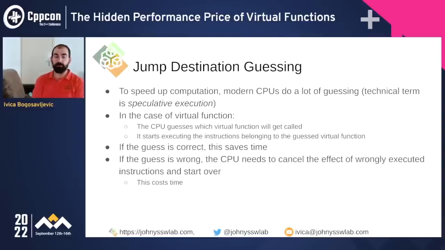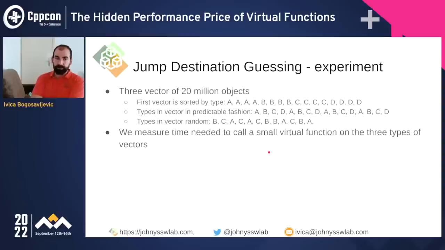So what happens in the case of virtual functions? The CPU guesses which virtual function will get called, and it starts executing the instructions belonging to the guessed virtual function. Now, if the guess is correct, this saves time. But if the guess is wrong, the CPU needs to cancel all the effort it has already done and start over, and this costs time. Now, how efficient the CPU is at guessing depends on a few things. So let's elaborate. We have an experiment here.